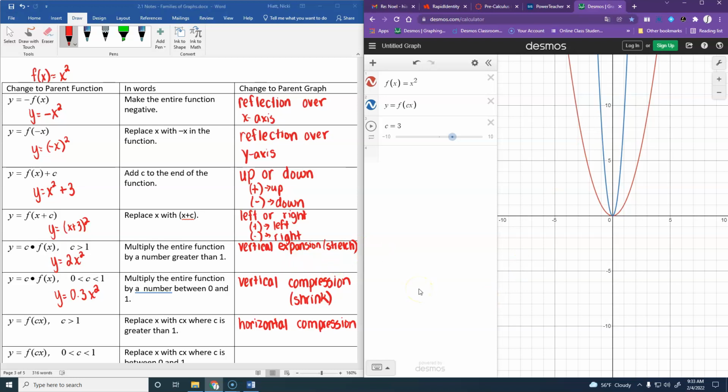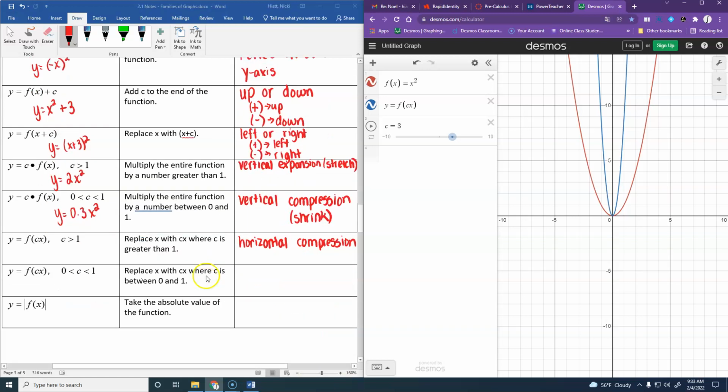Oh, I know why. We'll talk about it in a second. Let me teach you one more thing and then I'll show you. I got my factors off is the reason why. So we'll talk about that in the notes in a little bit, and I'll show you again so that it works. So that's a horizontal compression. If I use a number between 0 and 1, it actually makes it wider. It is a horizontal expansion.